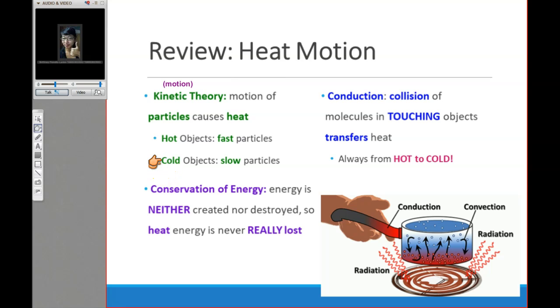Now remember, even in cold objects, do the particles ever completely stop? Yes or no? Tell me in the chat box. Even in really cold objects, do the particles ever? Correct, right? So all particles always have some motion. It's just that the really slow ones are colder, the really fast ones are hotter.